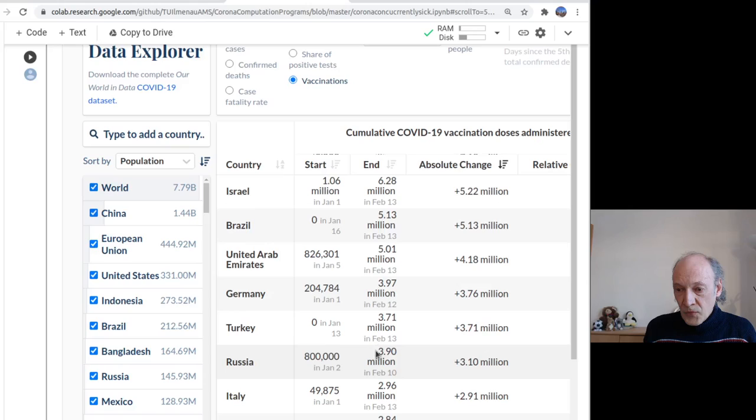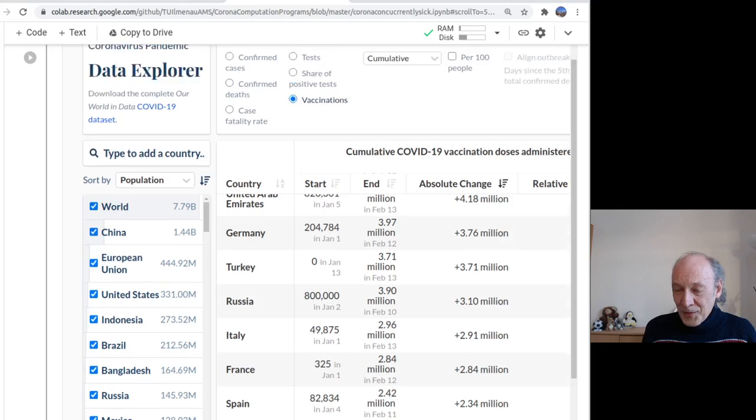Russia now has 4 million. So Russia is kind of surprising because they have a relatively small population of 140 million, so much less than the EU or Europe, but only 3.4 million vaccinations, even though they started much earlier. So I found that kind of surprising. So it seems they have problems manufacturing their vaccine.